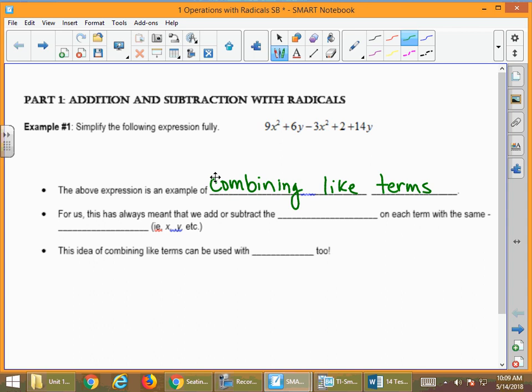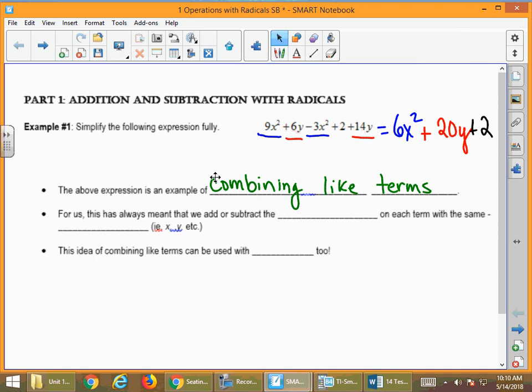And if we look closer at this, we see that we have a 9x squared minus 3x squared. And that gives us 6x squared. And we have 6y plus 14y. When we combine those, we end up with 20y. And the only other term left in our expression is the 2. And that's an example of combining like terms.